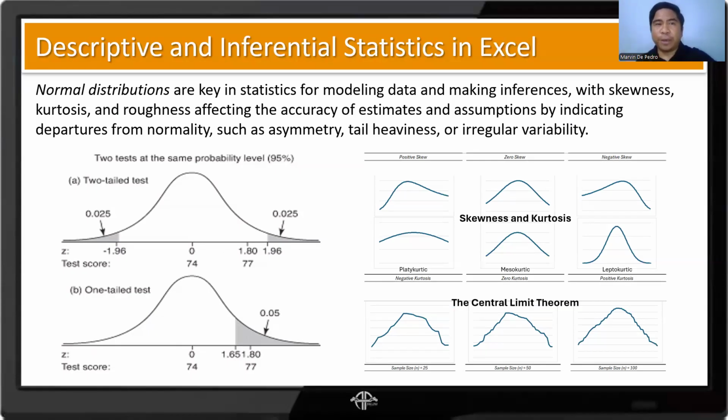We have to check. We perform descriptive stats, and one of the things that we can derive from our descriptive stat results is some clues. We can have some clues that can help us determine whether the distribution is normal. One of those indications is the relationship between the mean, median, and mode. If they are close to each other, then we can assume that the data set is normal. Ideally, they should be equal.